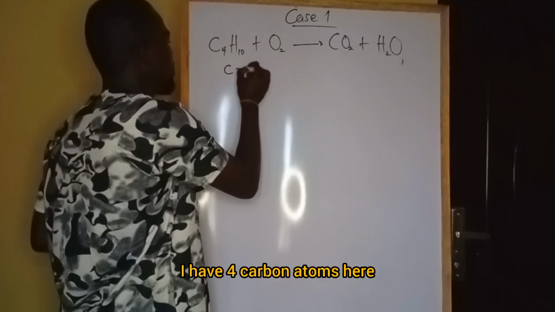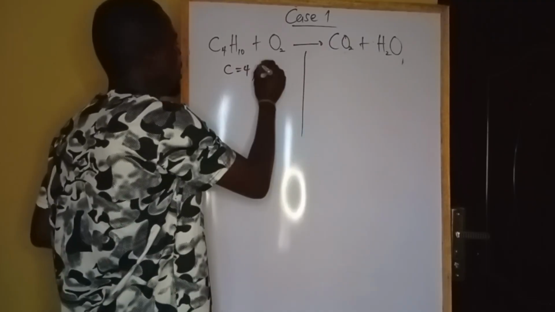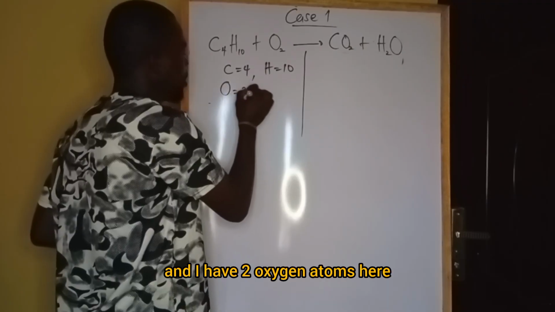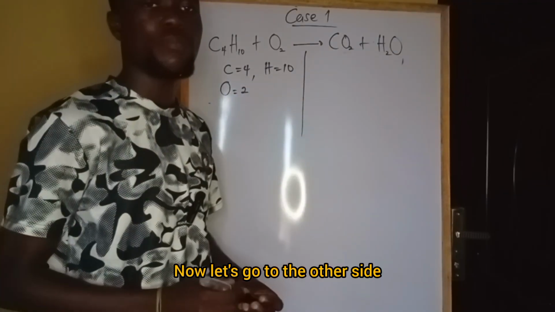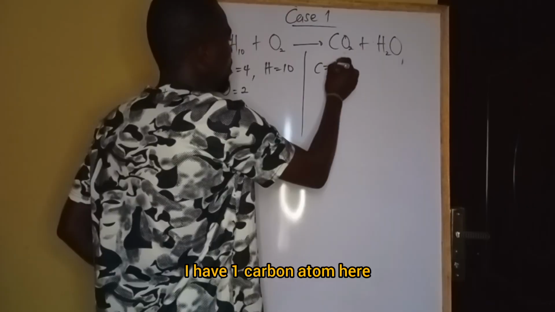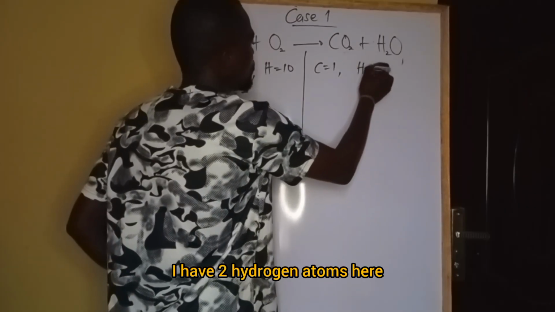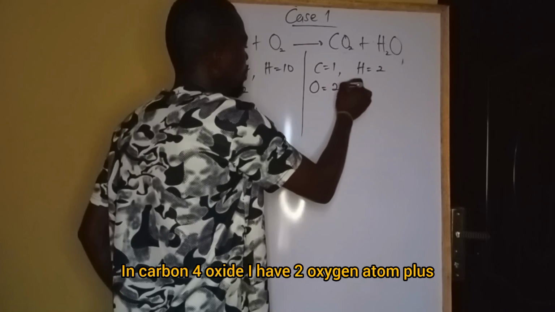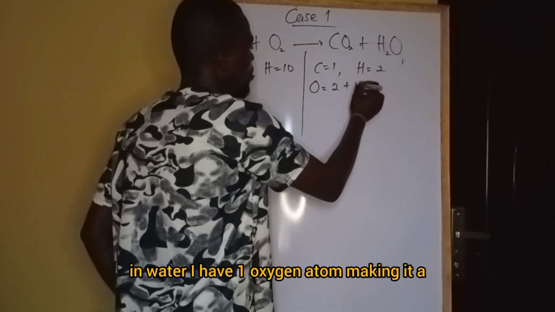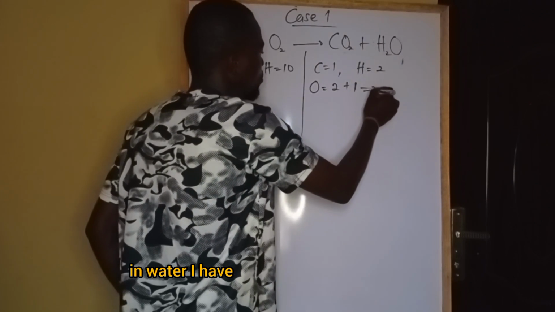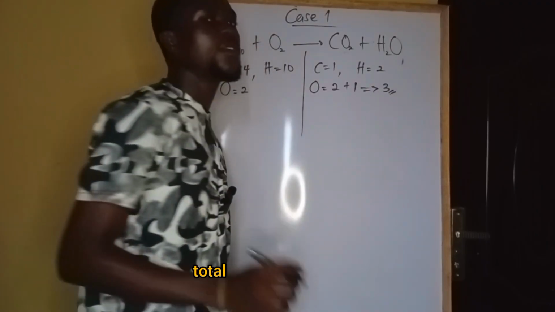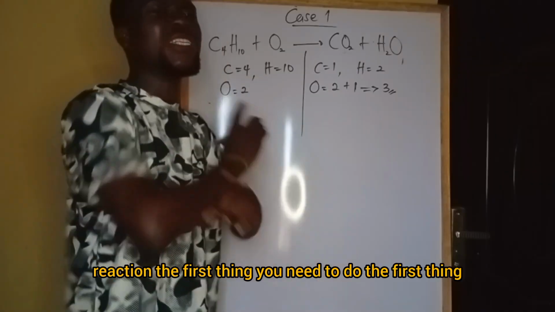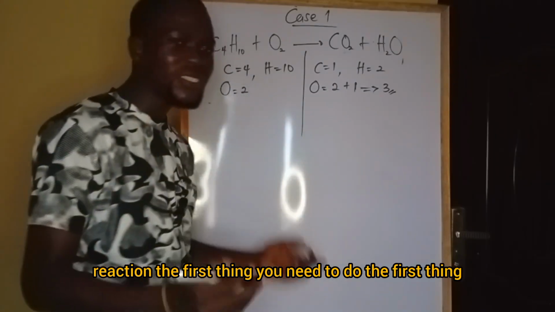I have four carbon atoms here. I have 10 hydrogen atoms here. And I have two oxygen atoms here. Now let's go to the product side. I have one carbon atom here. I have two hydrogen atoms here. In carbon dioxide, I have two oxygen atoms, plus in water, I have one oxygen atom, making it a total of three oxygen atoms. That is step one.